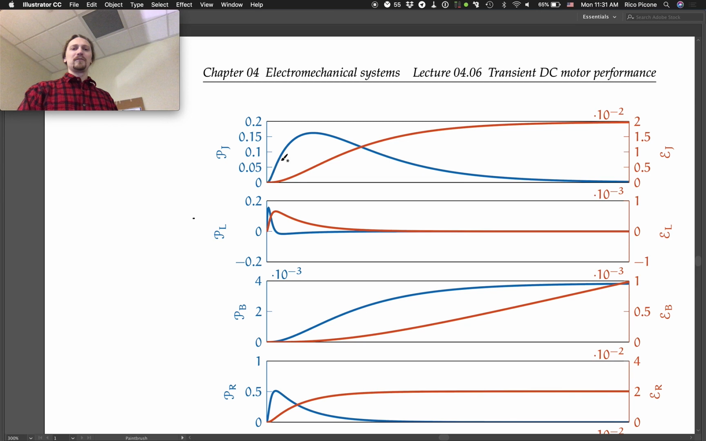Power flow is positive, into the element, early on. This is when the current's flowing, when the torque is flowing. This is the power flow into J. This is like adding energy to J, to the flywheel. It's speeding it up, right? That's exactly what a flywheel does: it stores mechanical energy by being sped up to some non-zero velocity.